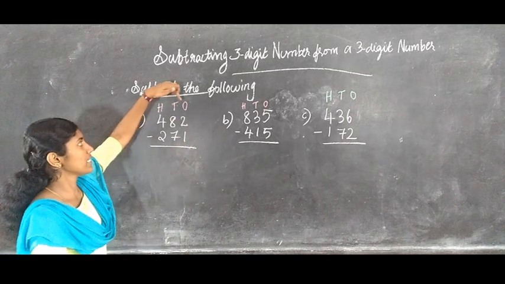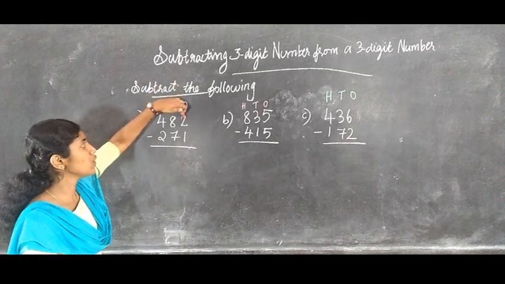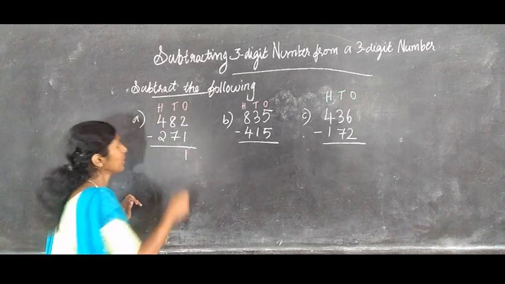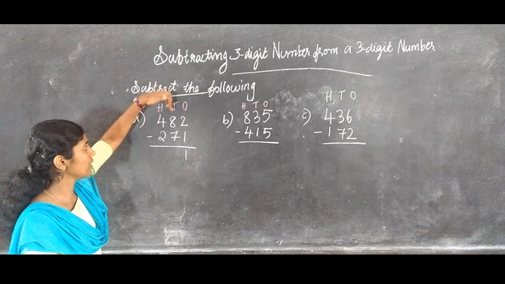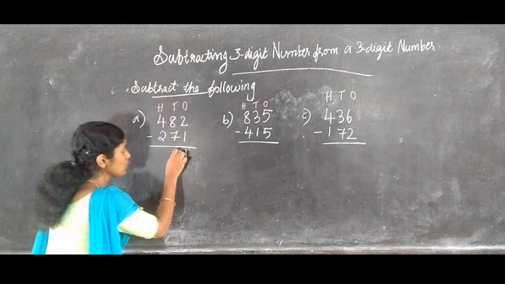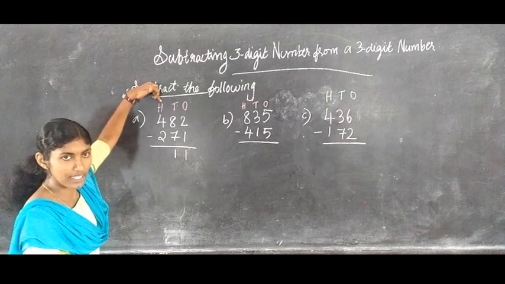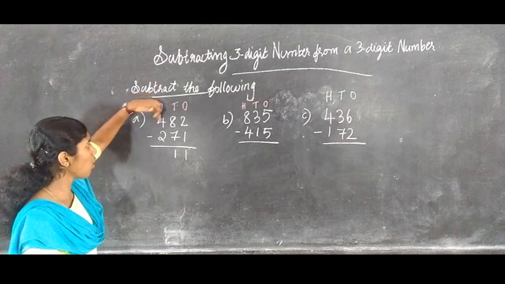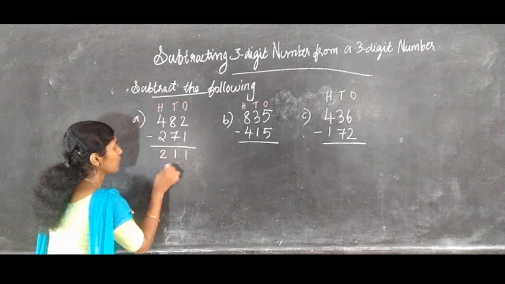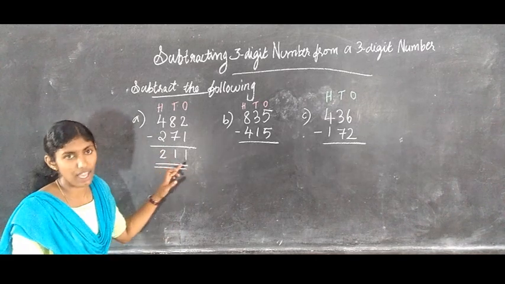Yes, we have to subtract the ones. That means 2 minus 1. Yes, we know that it is 1. Then subtract the tens. 8 minus 7. Again it is 1. Then subtract the hundreds. That means 4 minus 2. We have 2. Therefore our answer is 211.